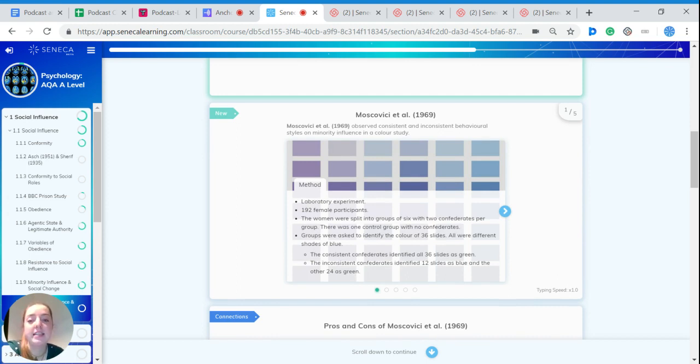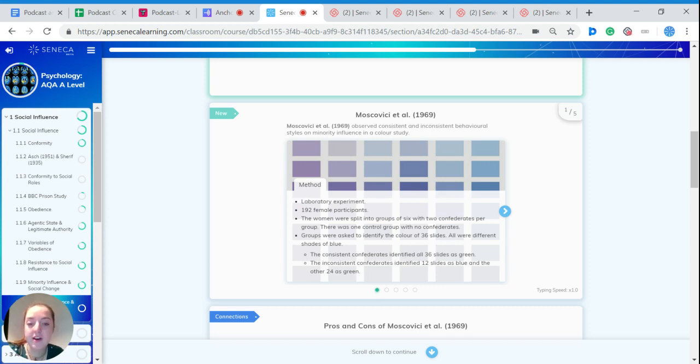Moscovici, in 1969, observed consistent and inconsistent behavioural styles on minority influence in a colour study. So, it was a laboratory experiment. It had 192 female participants, and these women were split into groups of 6, with 2 Confederates per group, and there was one control group that had no Confederates at all. Groups were asked to identify the colour of 36 slides. All were different shades of blue.